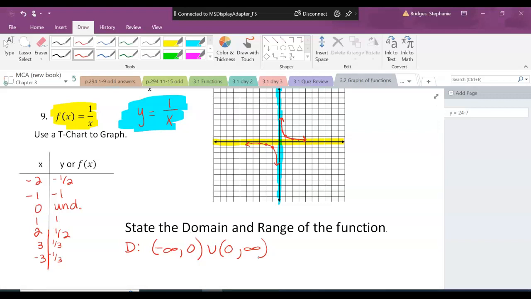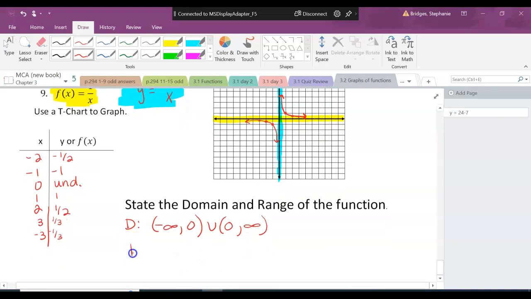Well, just say all the y's. Is that going to be the same? Y can be anything but 0. So your range is going to look just like your domain here. It's going to be from negative infinity up to 0, but we can't touch 0. And then from 0 to positive infinity. That's probably the hardest graph to deal with, okay? So we won't deal with it a lot, but we just need to be familiar with what it looks like.